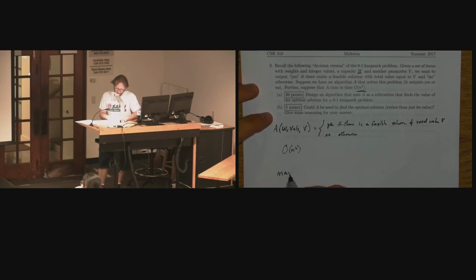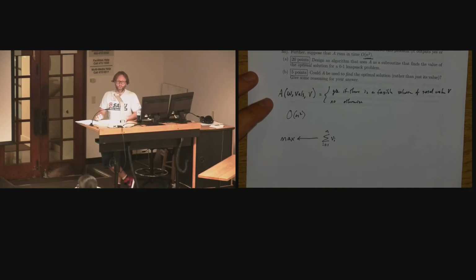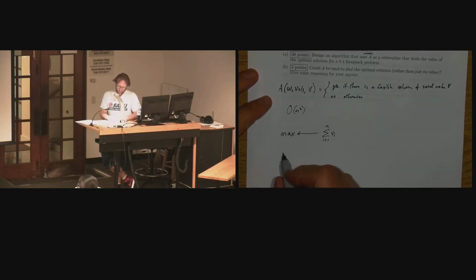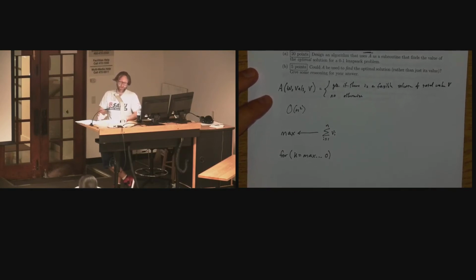I'll call it max, and it's simply going to be the summation of i running from 1 up to n of all values v sub i. Right? That's the best that you could hope for. So for k running from max down to 0, say, because there might not be any feasible solutions at all, right? If your capacity is so low, you can't steal anything. Well, we'll ask this question.